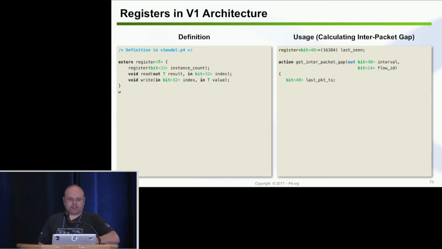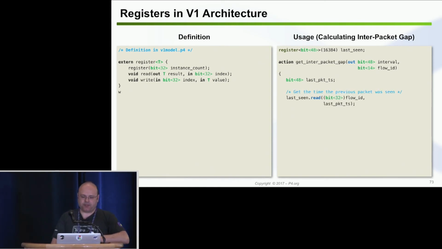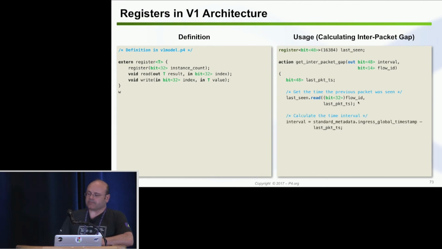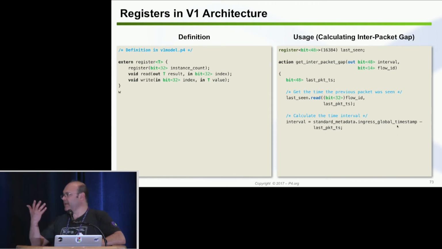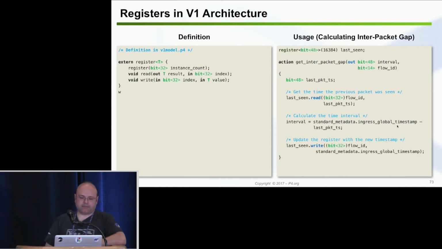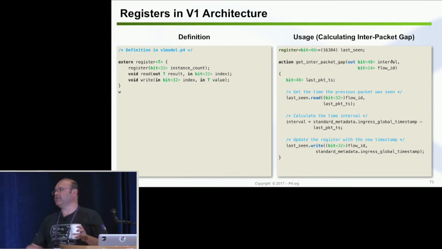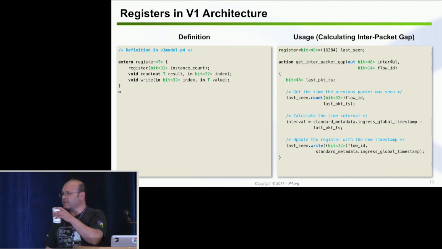So I already defined my registers. And what I will do is basically read the value of the register into the temporary variable that I created right inside the action called last packet timestamp. Then I calculate my interval by basically just subtracting that last packet timestamp from the timestamp that my packet arrived with. And then I store the current timestamp in that register. And the interval, as you could see, is the output parameter of this action.